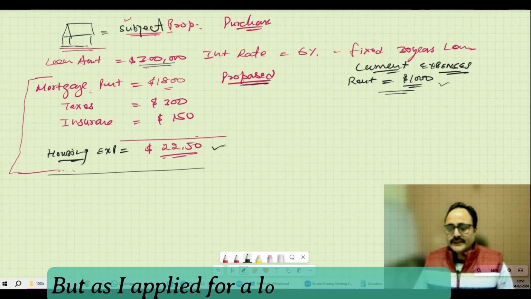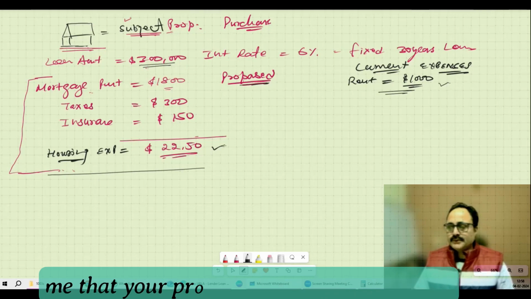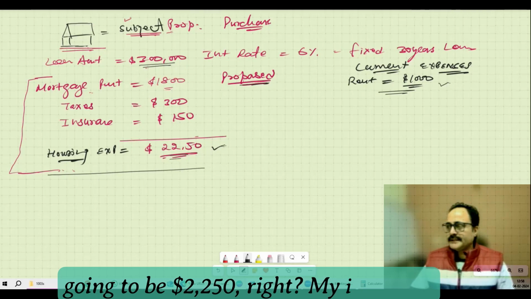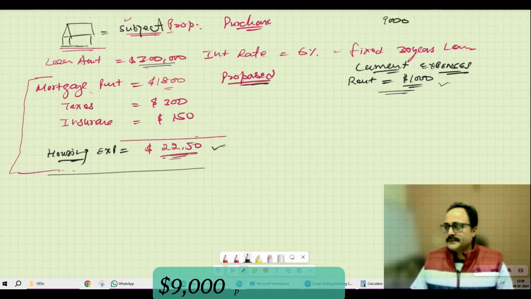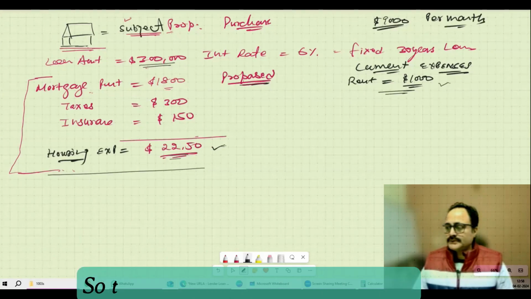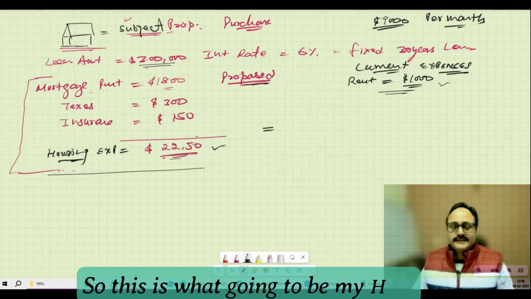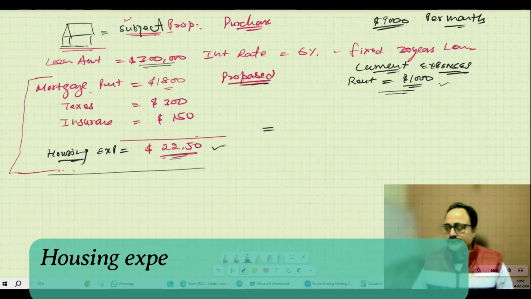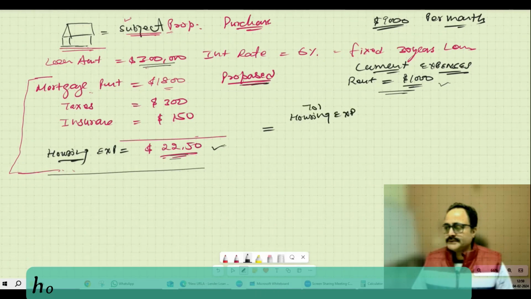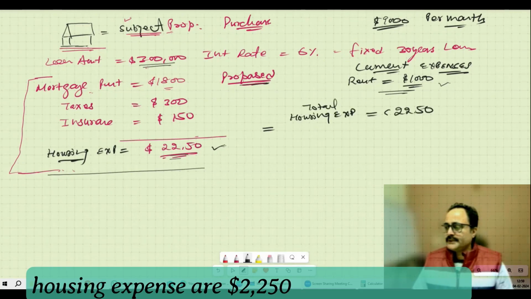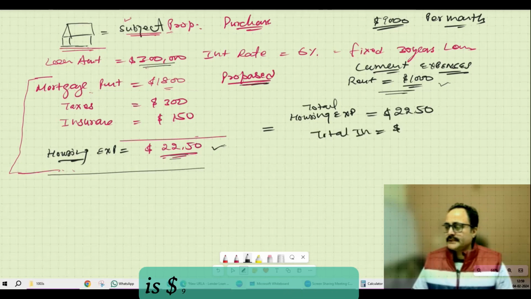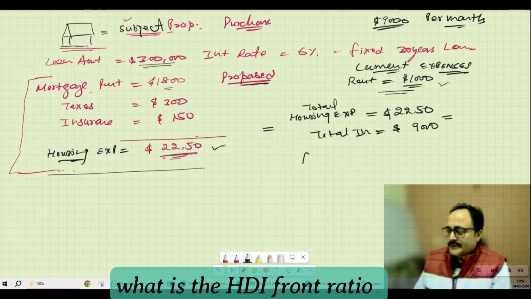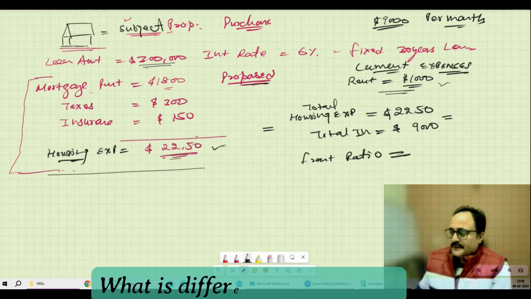But as I applied for a loan, the bank is telling me that my proposed housing expense is going to be $2,250, right? My income is $9,000 per month. So what is going to be my housing expense ratio? Are you guys doing it? Housing expense ratio: total housing expense is $2,250, total income is $9,000. Now tell me what is the front ratio? 23.19.